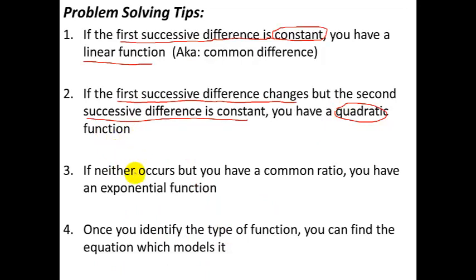If neither the first successive difference nor the second successive difference is constant, then you can check for a common ratio. Remember, we learned about common ratios. If you have a common ratio, you have a geometric sequence, which leads to an exponential function. And so the three different things that we've learned about are linear functions, quadratic functions, and exponential functions. So you can take a t-table, an x, y t-table, or a bunch of data points, and you can test the first successive difference for a linear function. You can test the second successive difference for a quadratic function, and you can test the common ratio for an exponential function, and this will enable you to identify which type of function it is.